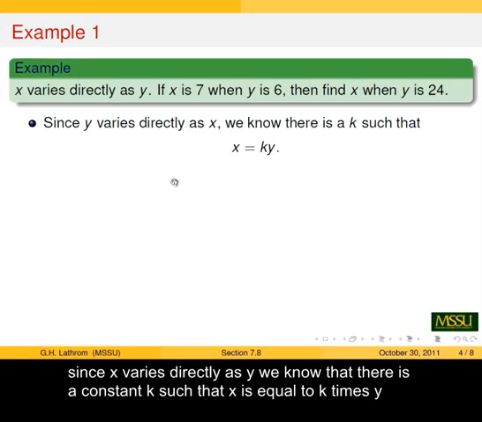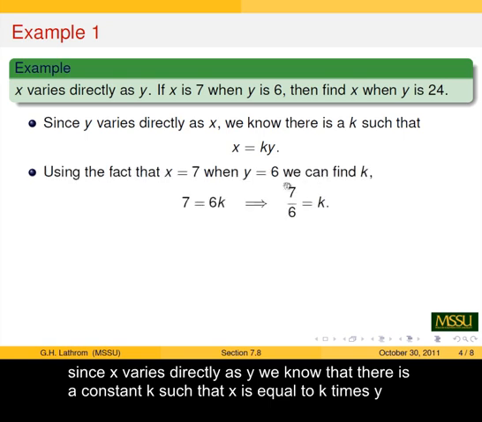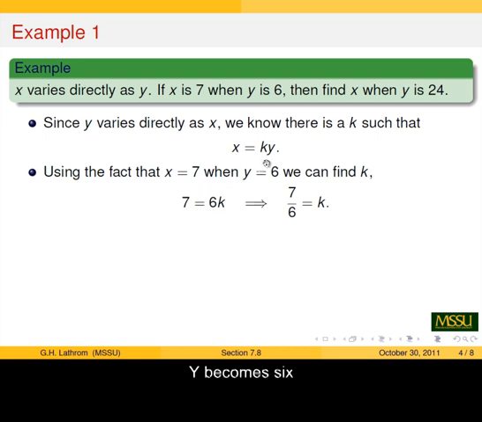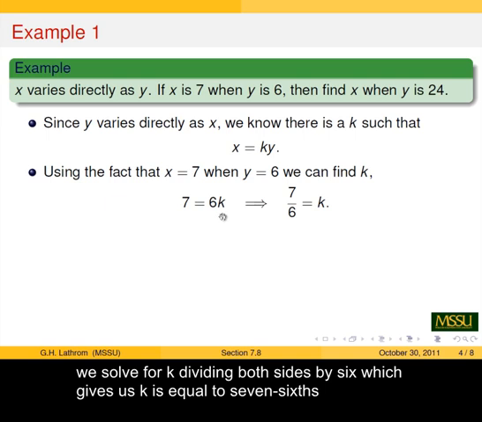Since x varies directly as y, we know that there is a constant k such that x is equal to k times y. We then use the information that we're given, x is 7 when y is 6, to figure out the value for k. Substituting in, we see that x becomes 7, y becomes 6, and we solve for k. Dividing both sides by 6 gives us k is equal to 7/6.